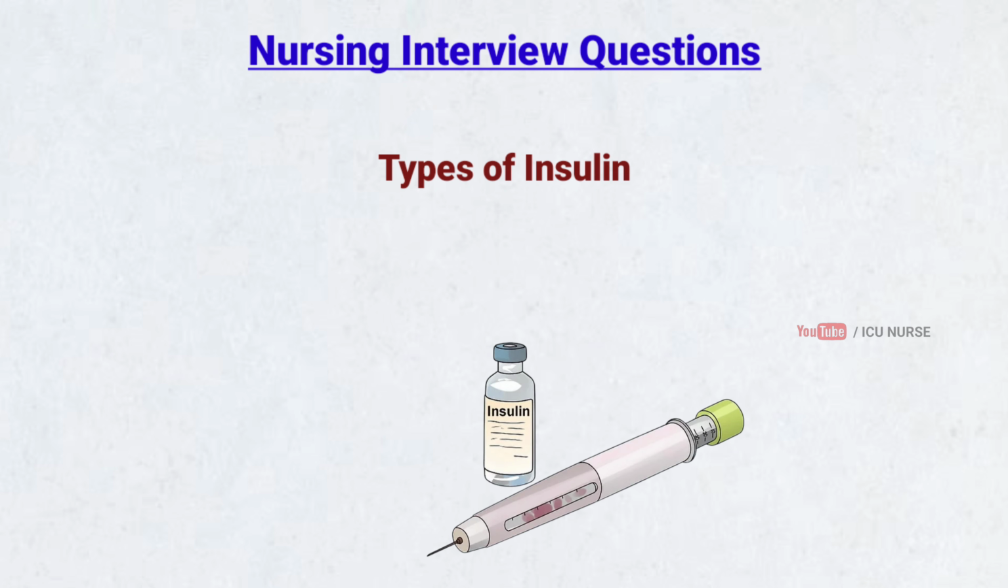Nursing interview questions. What are the different types of insulin? There are 6 types of insulin: rapid acting insulin, short acting insulin, intermediate acting insulin, long acting insulin, ultra long acting insulin, and pre-mixed insulin.